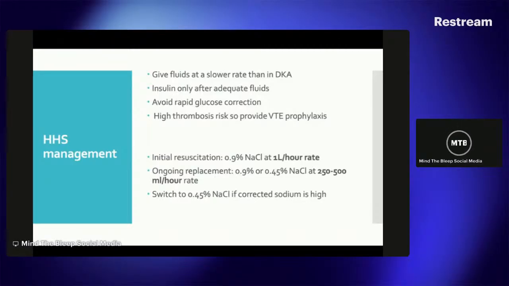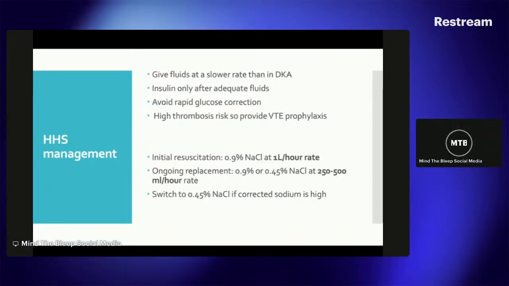GCS or seizures. And that's why we use a fixed-rate insulin infusion with cautious fluid replacement and close monitoring, rather than rapidly trying to get the glucose levels back to normal. And in this case, we'd also provide VTE prophylaxis as there's a high risk of thrombosis.